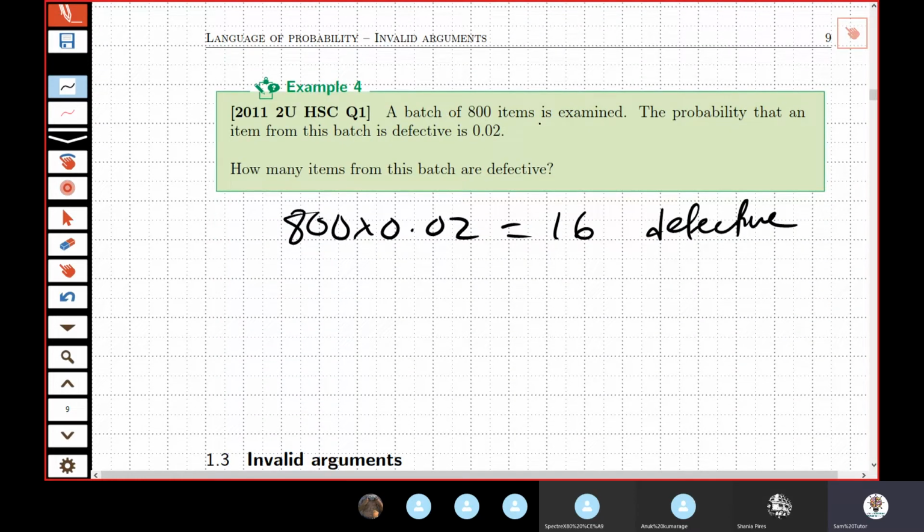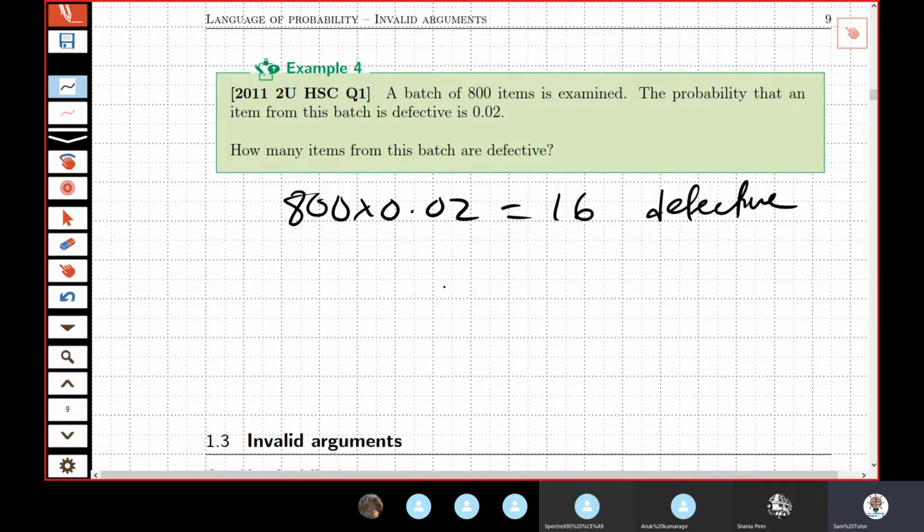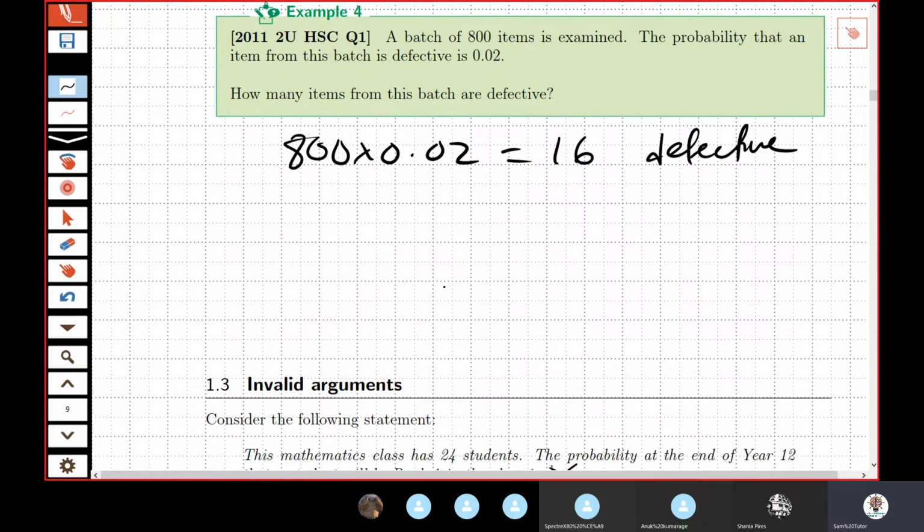A batch of 800 items is examined. The probability that an item from this batch is defective is 0.02. How many items are defective? You're just going to multiply them, right? So 800 items, 0.02. There's 16 defective. I'm sure that's an easy one. All right.